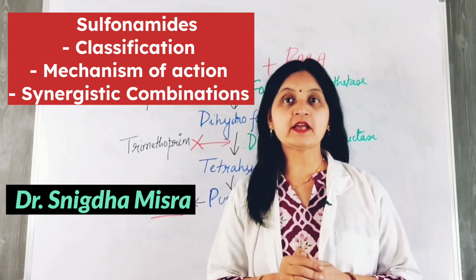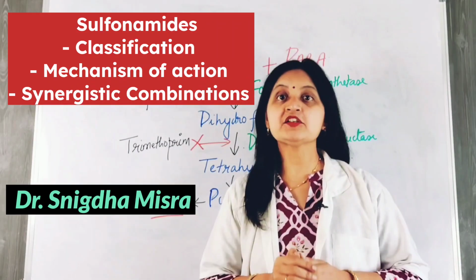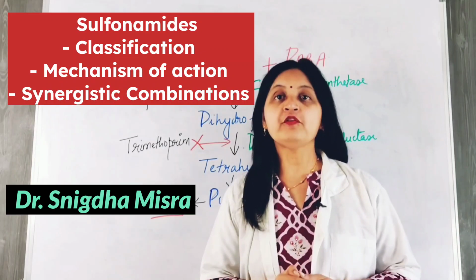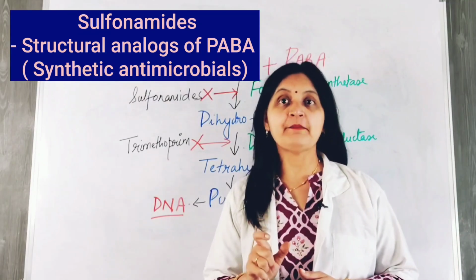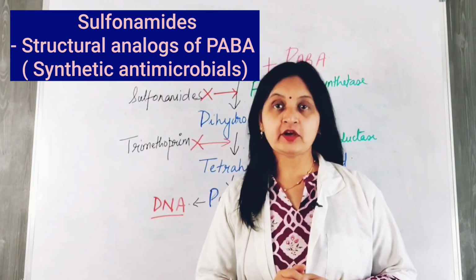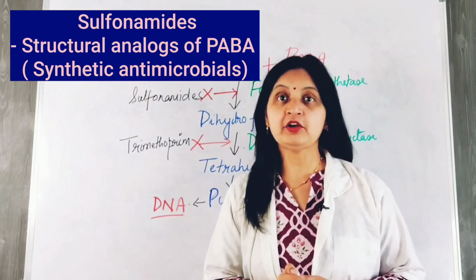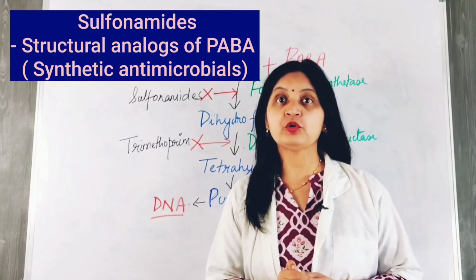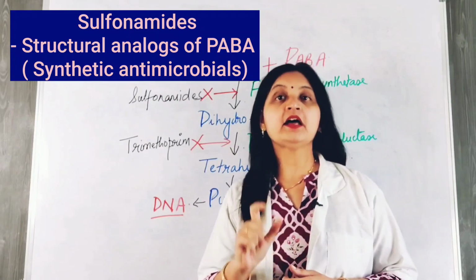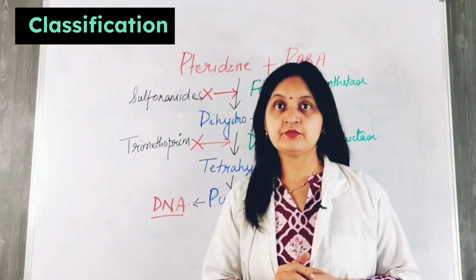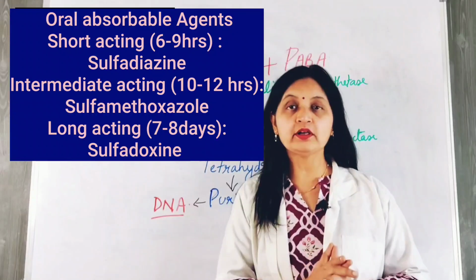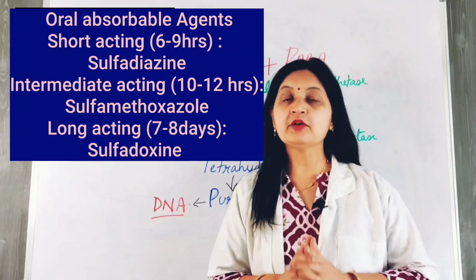This video lecture is about sulfonamides, the classification, the mechanism of action and some of the combinations of sulfonamides. So to start off with the introduction of sulfonamides, the sulfonamides are structural analogues of PABA or para-aminobenzoic acid, and since these are structural analogues of para-aminobenzoic acid, they are also known as synthetic antimicrobials rather than antibiotics that are obtained from microorganisms.